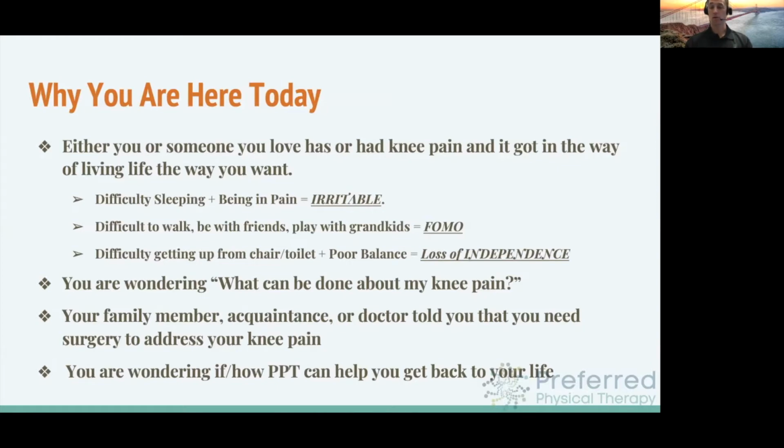And so our goal is to help you know that there are still options that exist to get some relief now, get some long-term relief, maybe even avoid knee replacement, but ultimately help you live a life that you want to.